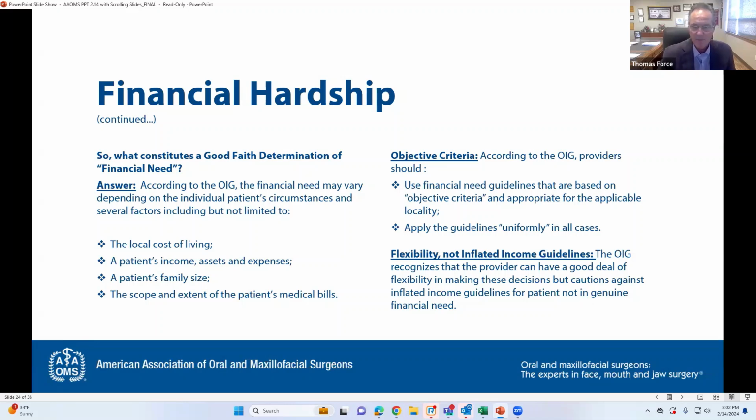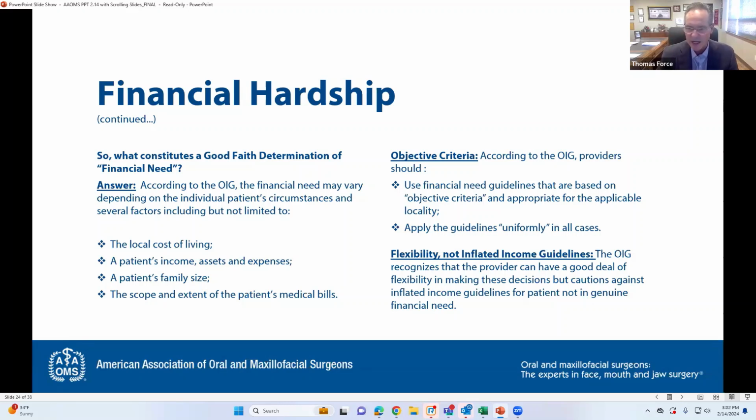All right. The OIG recommends objective criteria. Use financial need guidelines that are based on objective criteria and appropriate for the applicable locality. Make sure the guideline is uniform and not discriminatory. It must apply to everyone, not just Medicare beneficiaries, but commercial beneficiaries as well. Document. Get supporting documents. That's what's required.